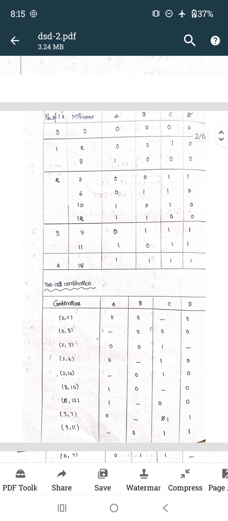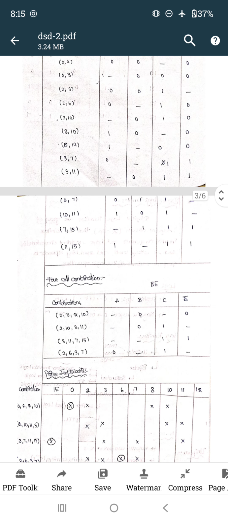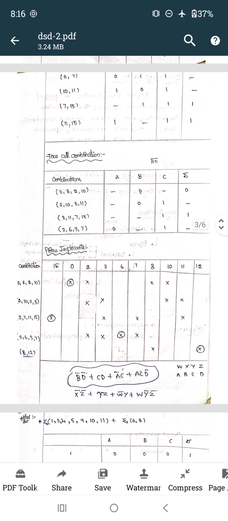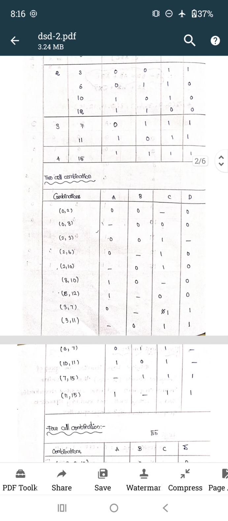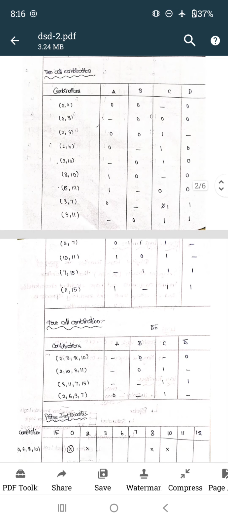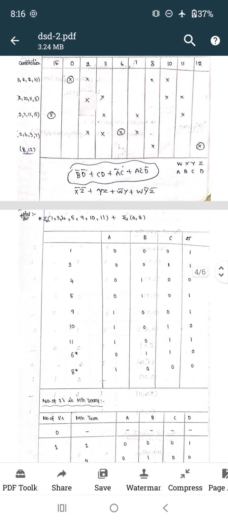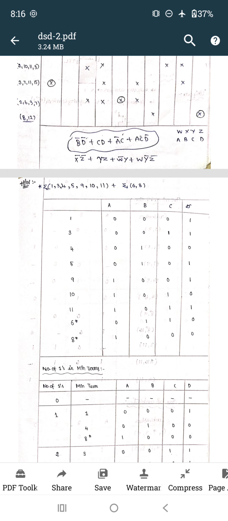In this problem, we have discussed how to solve the given function using the Quine-McCluskey method. Now we are going to discuss the same problem with the don't care condition. The don't care condition is not mentioned in this problem, so now we are going to see the same problem with the don't care condition. The same 5 steps we are going to repeat here.